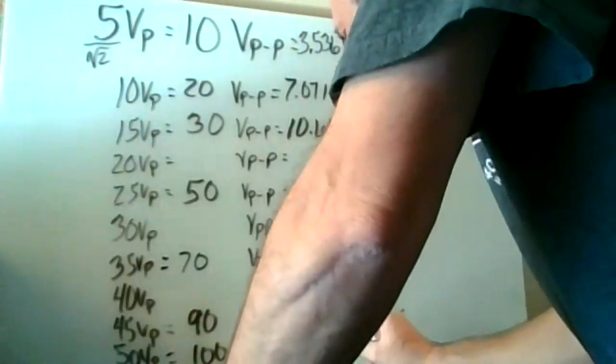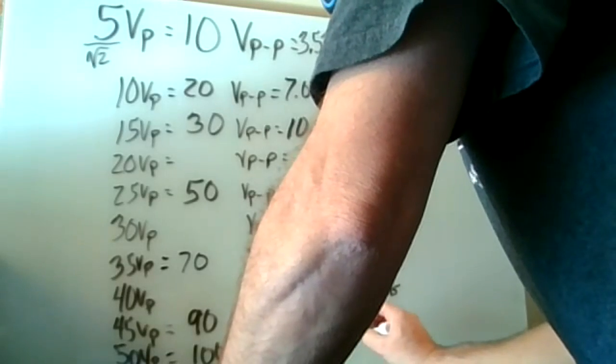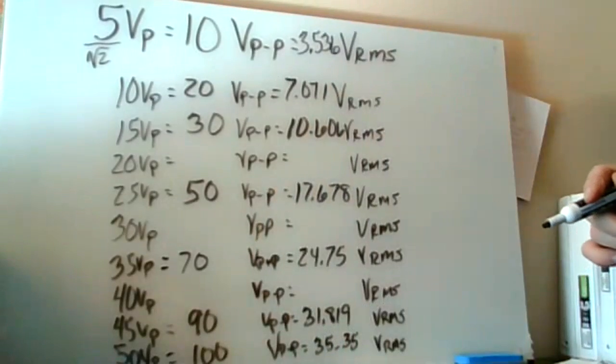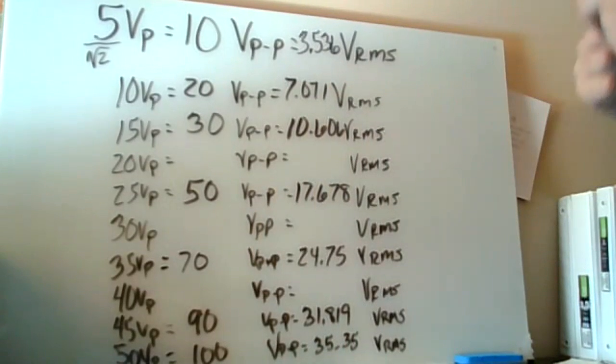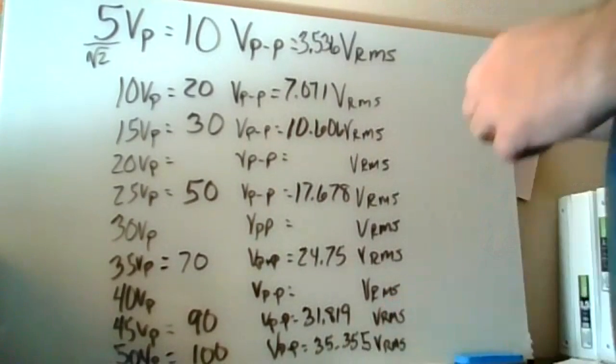And for 50, I got 100 peak to peak. And VRMS? 35.35. Outstanding. Oh, you said 3 decimal places? That's fine, I'll take 2. So is it another 5? Okay, another 5. Yeah, I got mine.